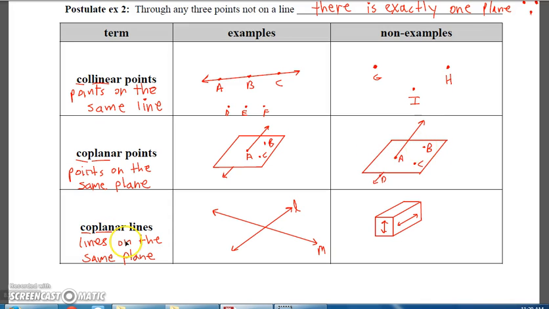Lastly, we have something called coplanar lines. That's lines that are on the same plane. Well, here's an example. These 2 lines are on the same sheet of paper. But in order to get 2 lines that are not on the same plane, look here. You need to see this line is on one plane facing you, and this line is on the side. So we'll discuss this further later.